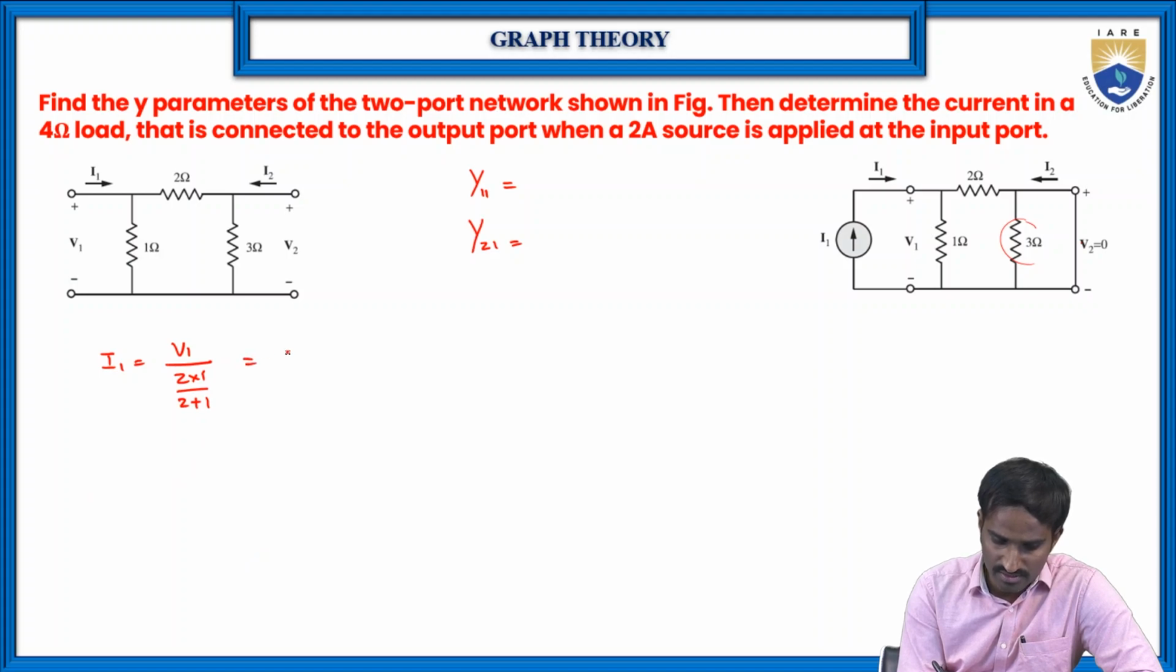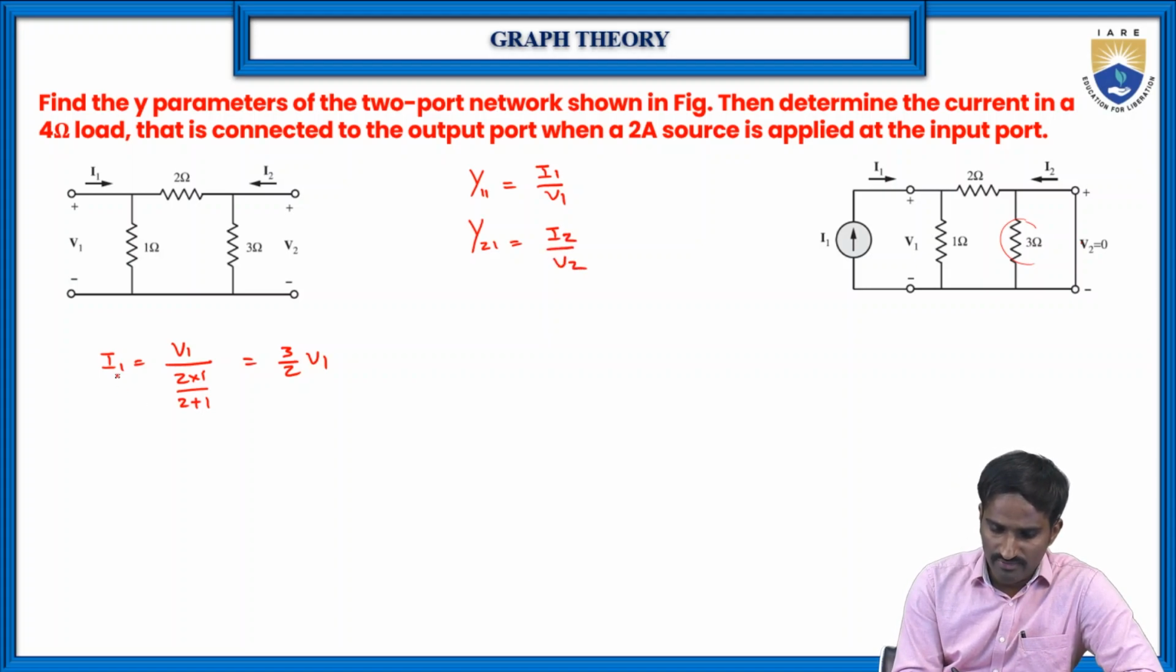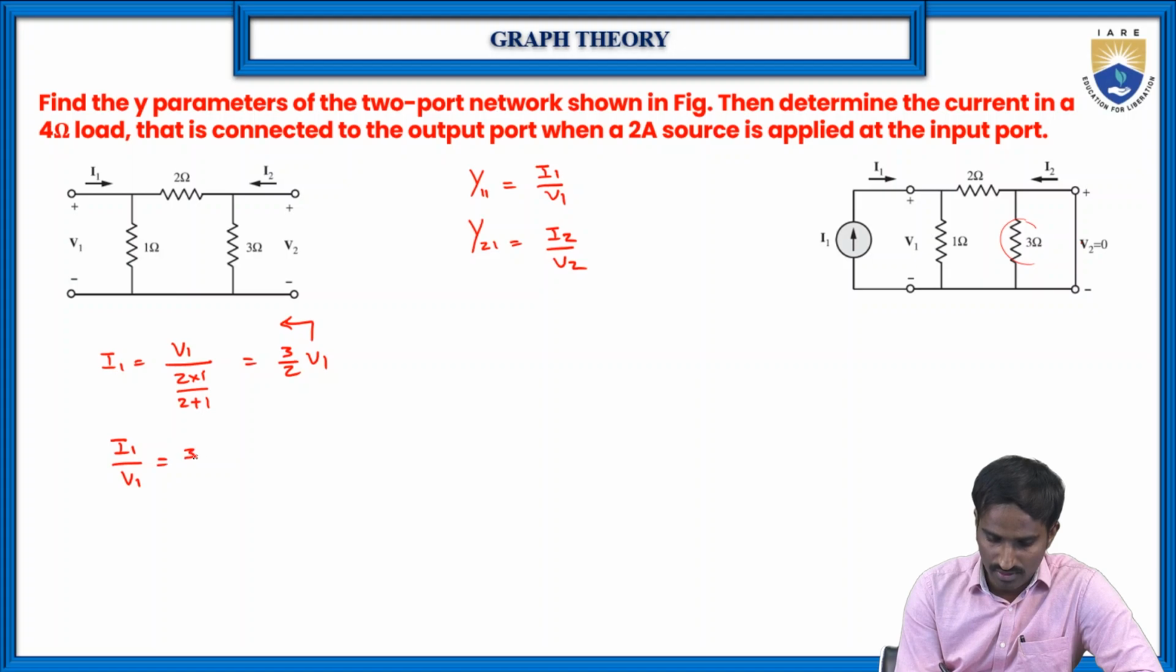So which means here it is 3 by 2 into V1. So here what is Y11? Y11 is equal to I1 by V1, and Y21 is equal to I2 by V1. Right? So here I1 is there. Then if you send this V1 to this side, then I1 by V1 is equal to 3 by 2, which is equal to Y11. So this is how we can find the Y11.